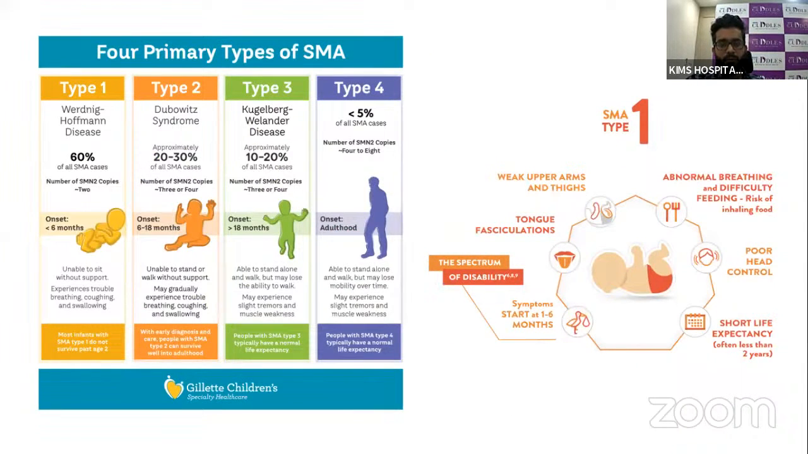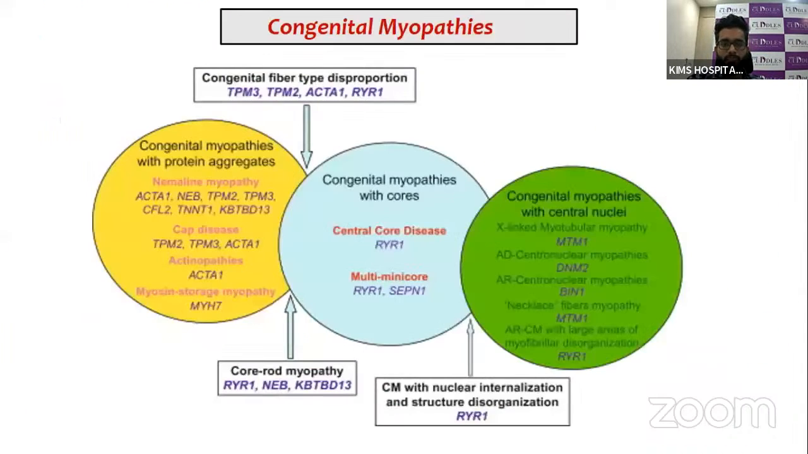Identifying SMA is very important because you have a lot of gene therapies available now, ranging from gene replacement to splice site modifiers like Zolgensma, Risdiplam, and Nusinersen. So the earlier you identify, the better the outcomes.